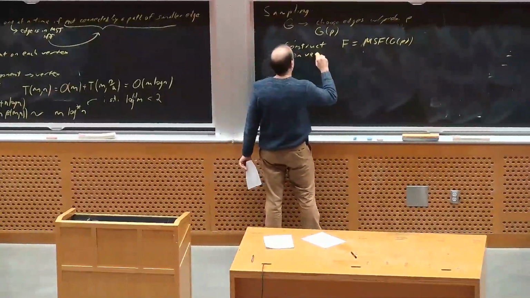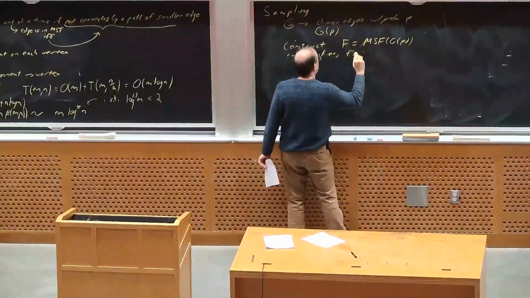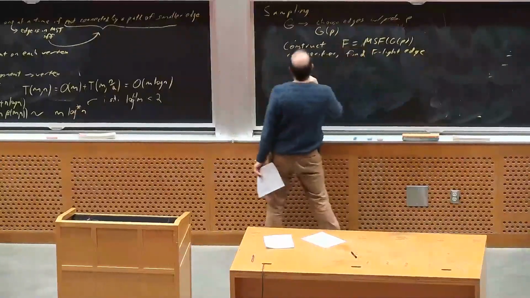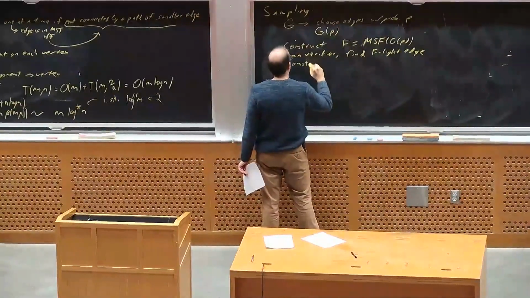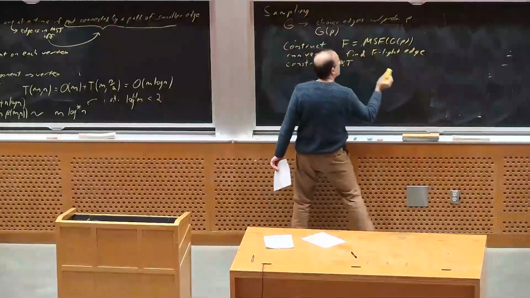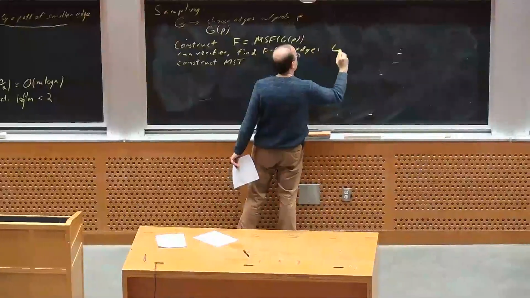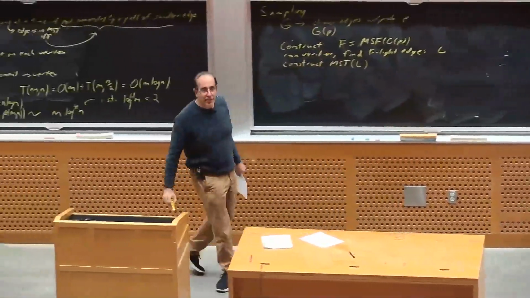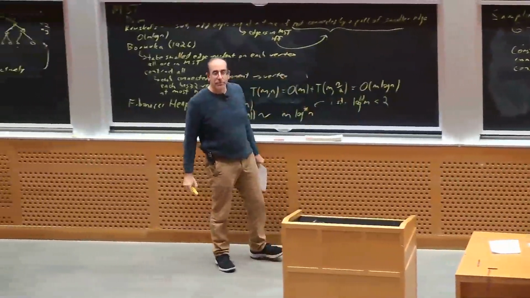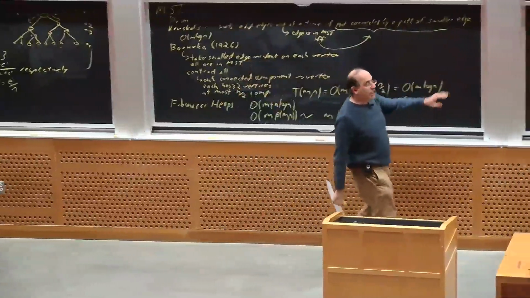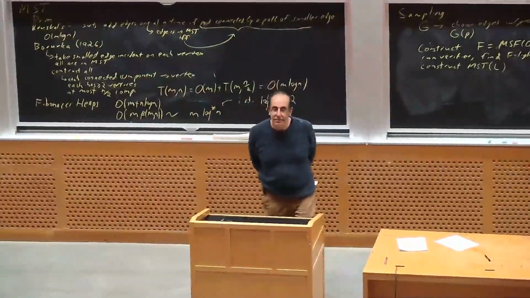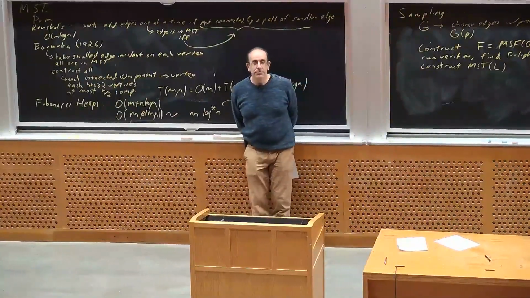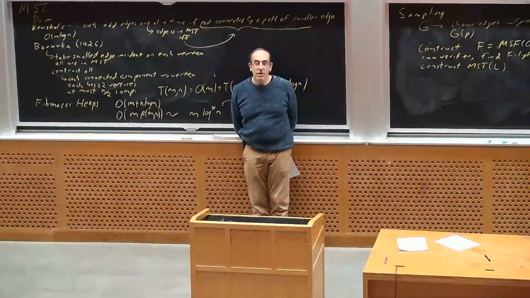Now we can run a verifier and find all the F-light edges. And then we can construct, let's call this L for light, the minimum spanning tree of the light edges. Okay. And I claim that this algorithm is correct. Why is this algorithm correct, regardless of what sample we choose?